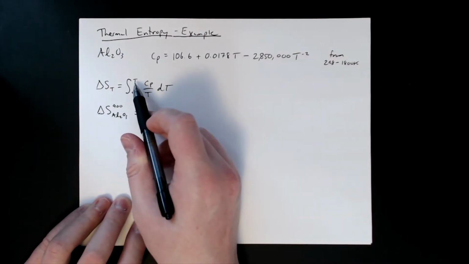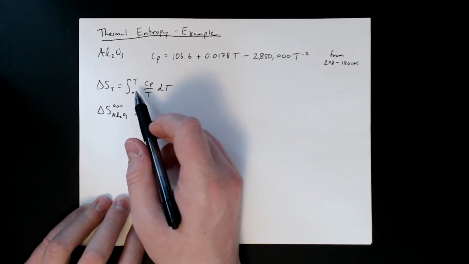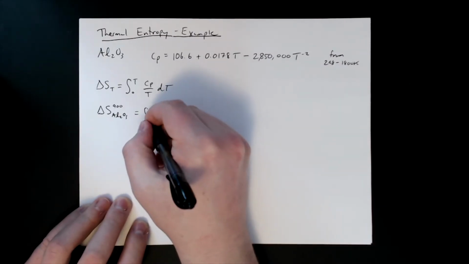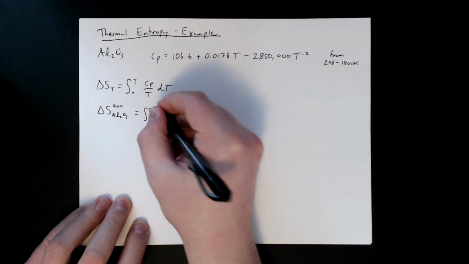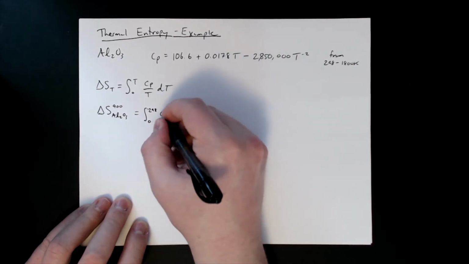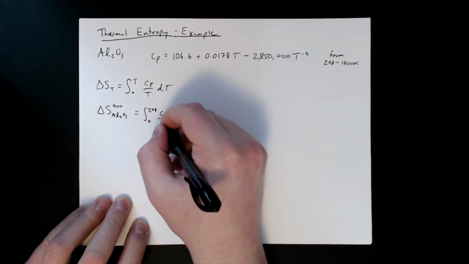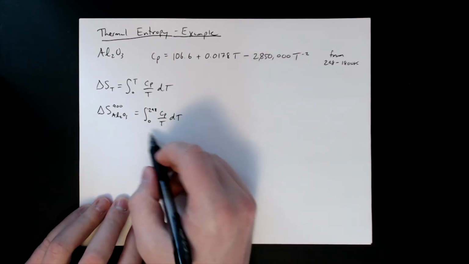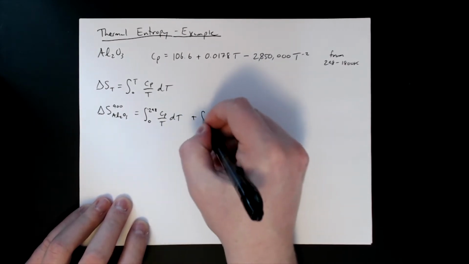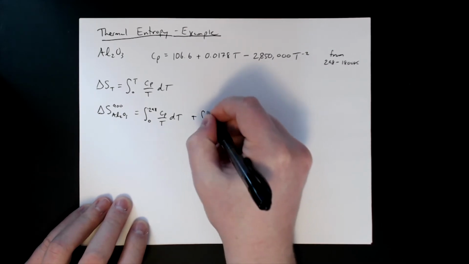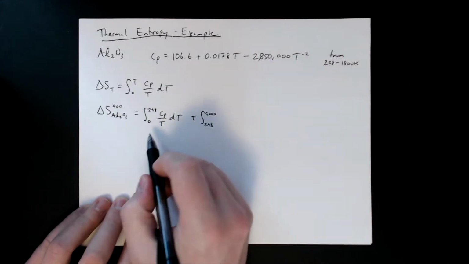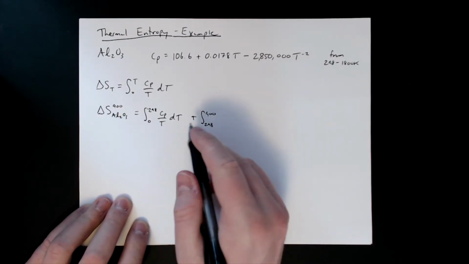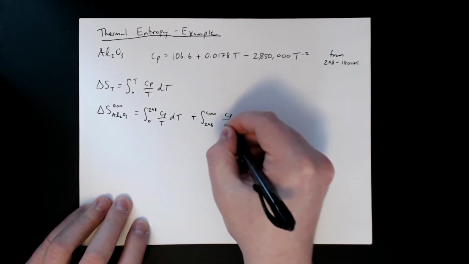from 0 to 900, but we can actually write this in parts, right? We can write this as 0 to 298 of Cp divided by T times dT. So we can basically write this and then add to that 298 to 900, because they're additive. And so we basically have just parsed it out.